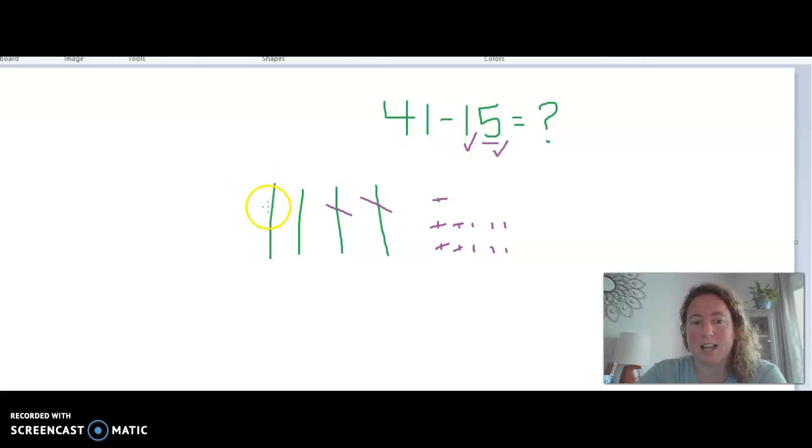Now I count what's left. 10, 20, 21, 22, 23, 24, 25, 26. So 41 minus 15 equals 26.